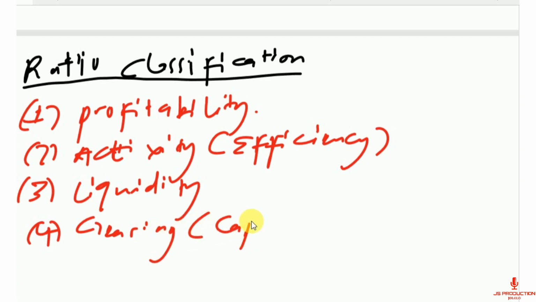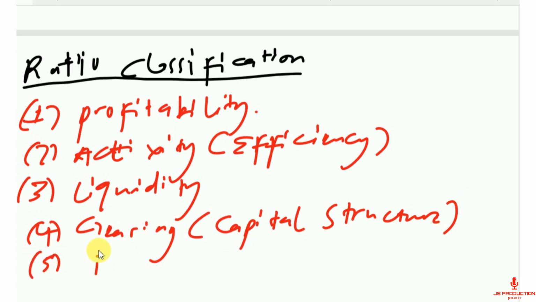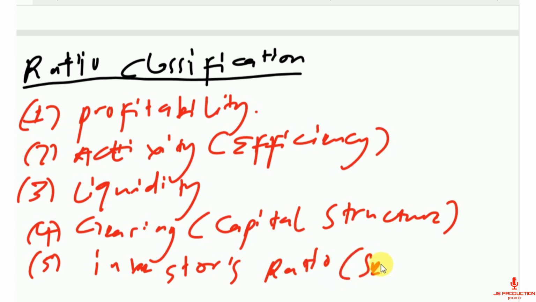So this looks at capital. Then we also have the investors ratio. This looks at the investment, and it's also referred to as the security ratio.